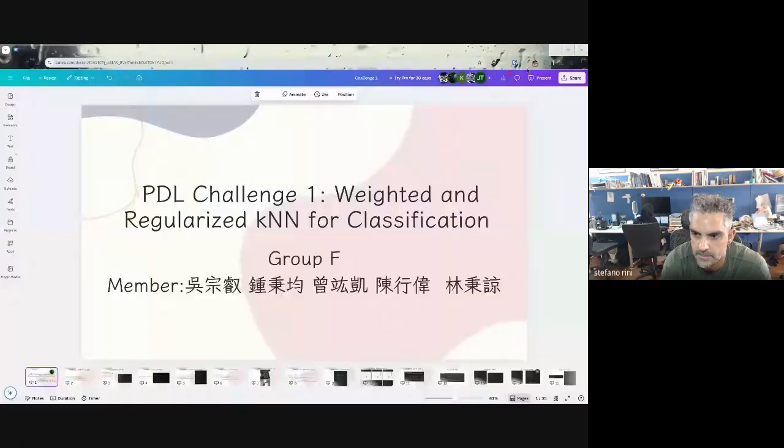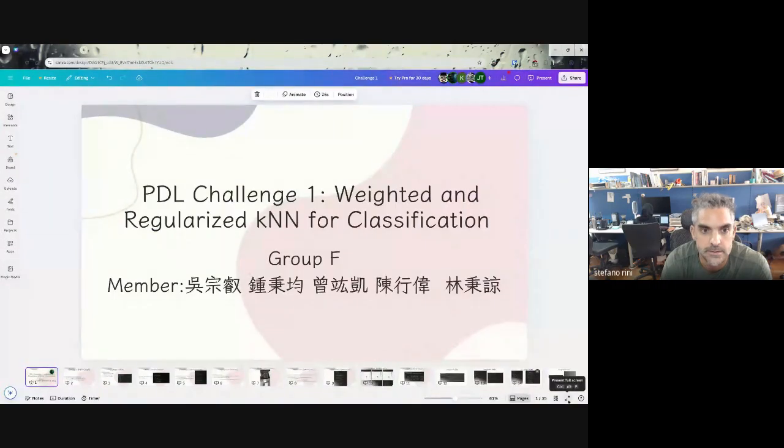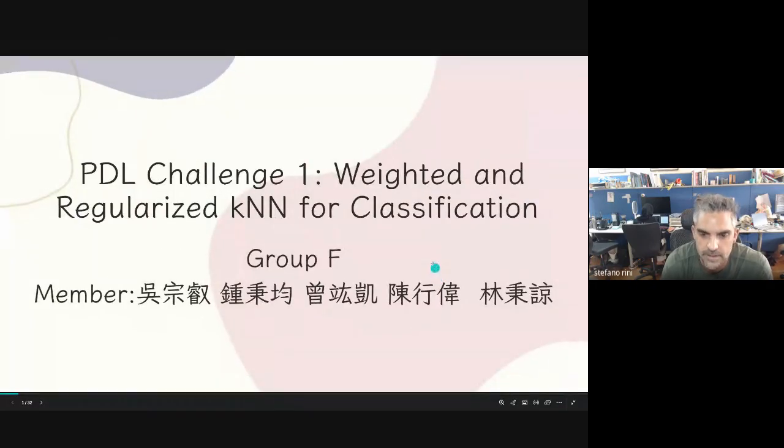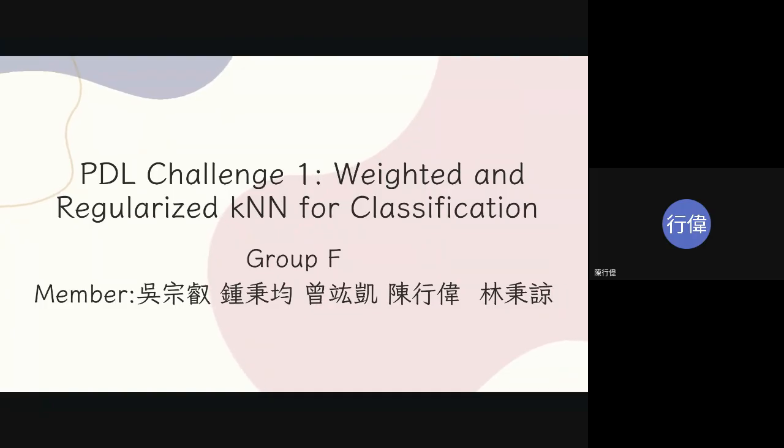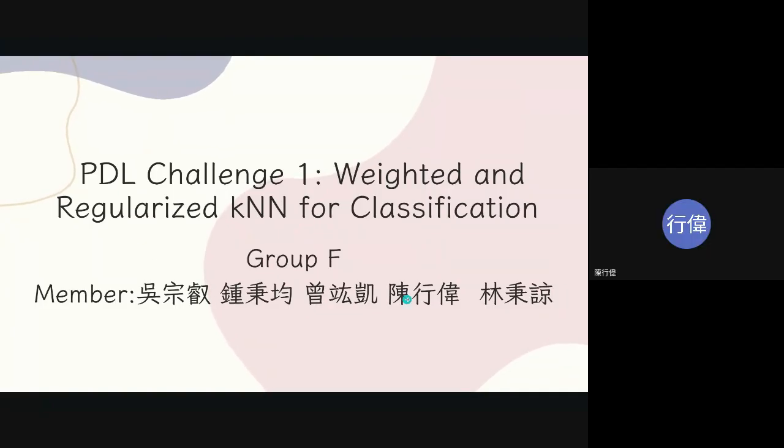Very good. Okay, group F. I see a softmax. And they also use CAD. Okay, very good. All right, can you all see the slides? Yeah. All right. So let's carry on.